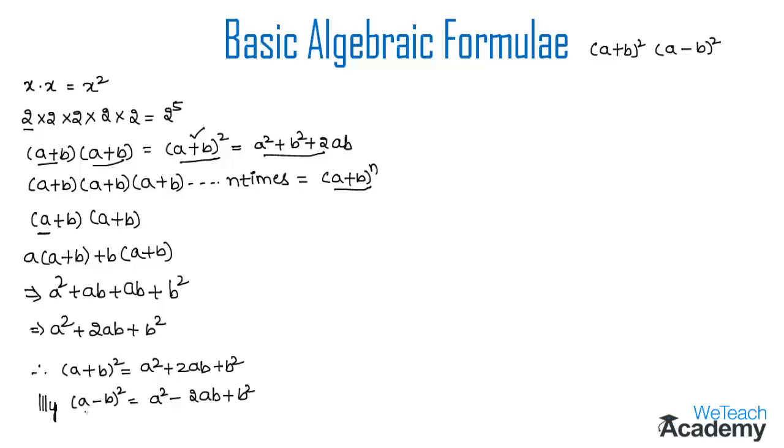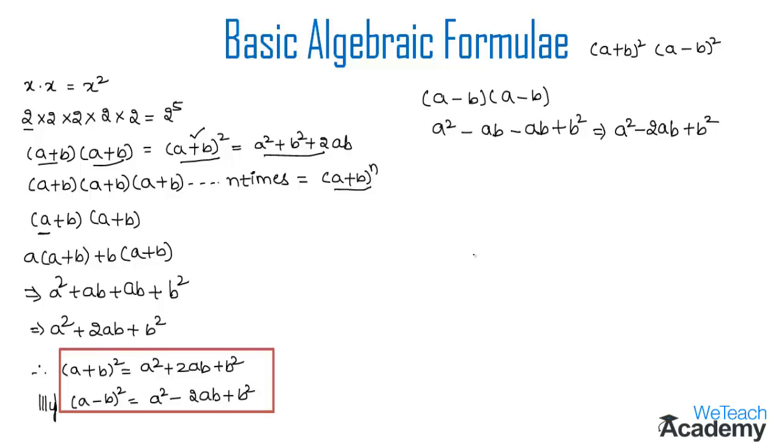Now let us derive the formula for a minus b whole square. So a minus b whole square can be written as a minus b into a minus b. Now by multiplying a with the group a minus b, we get a square minus ab. And again by multiplying minus b with the group a minus b, we get minus ab plus b square. That implies we get a square minus 2ab plus b square. So make a note of this formula: a plus b whole square is equal to a square plus 2ab plus b square, and a minus b whole square is equal to a square minus 2ab plus b square.